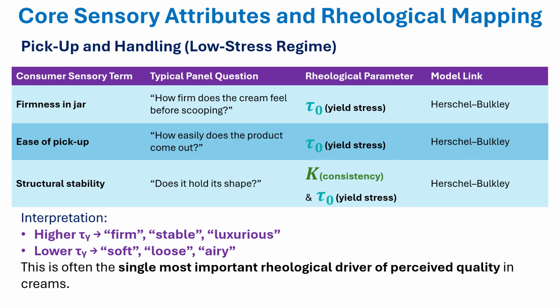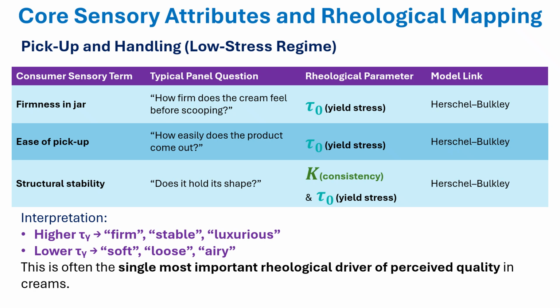What the consumer is really responding to here is whether the product resists movement at rest. From a rheological perspective, this behaviour is dominated by yield stress. Yield stress tells us how much stress is required before the material starts to flow at all. A cream with a high yield stress will feel firm in the jar, it'll hold its shape. A cream with a low yield stress will feel softer and more mobile.